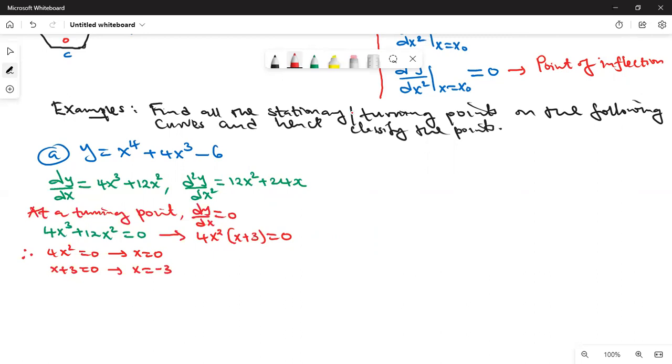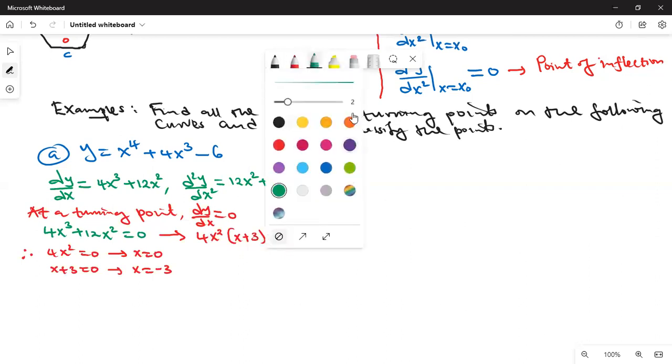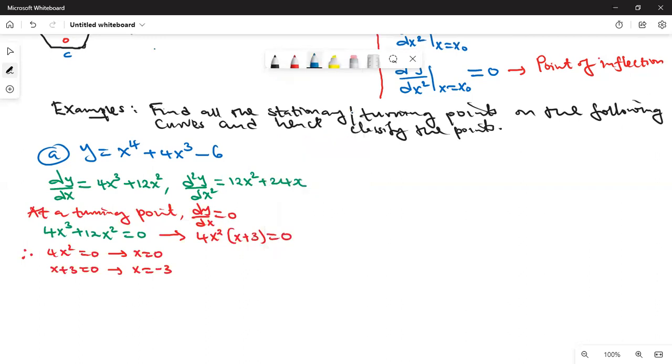So that's what we have. When x is 0, what is the value of y? So y is equal to, where there is x, we put 0, so that is 0 raised to 4 plus 4 times 0 cubed minus 6, and that is negative 6. So the point in this case is (0, negative 6).